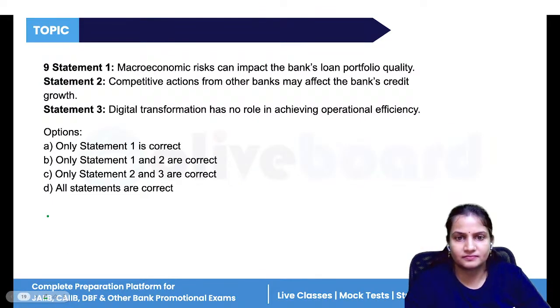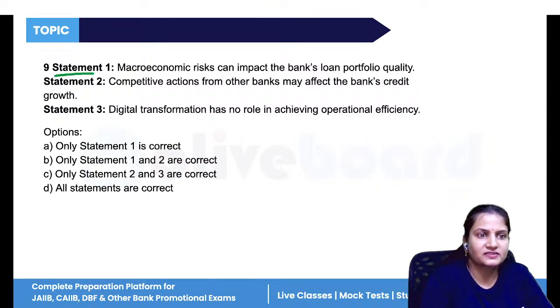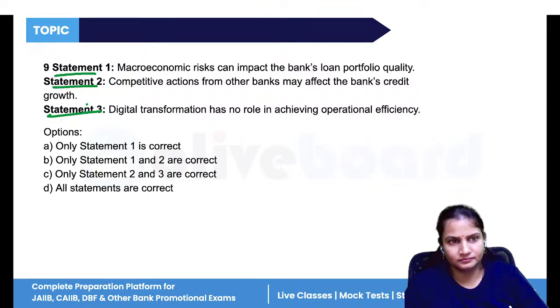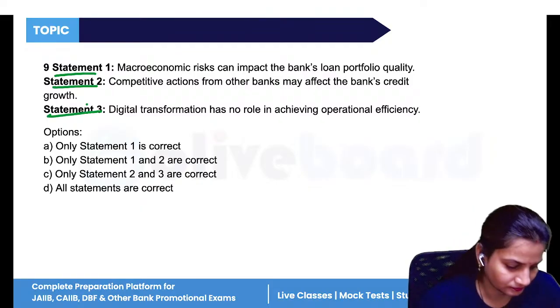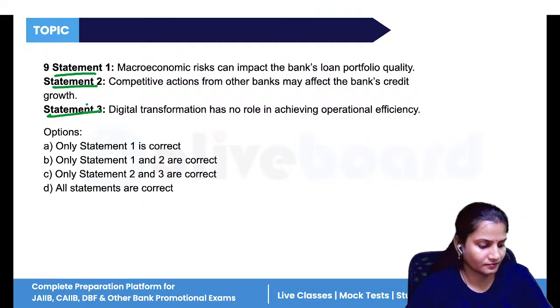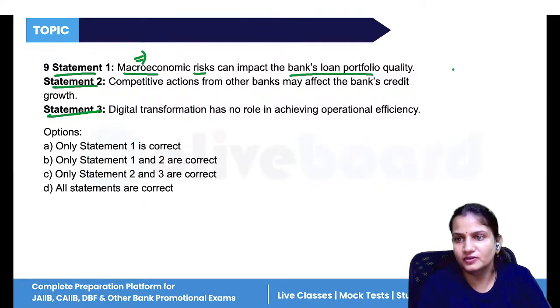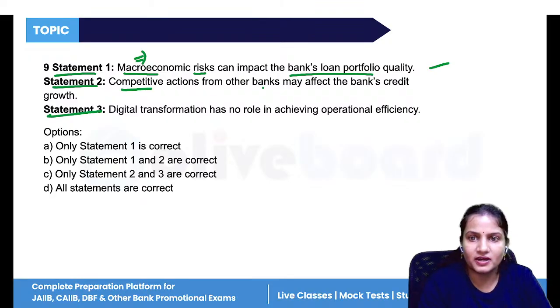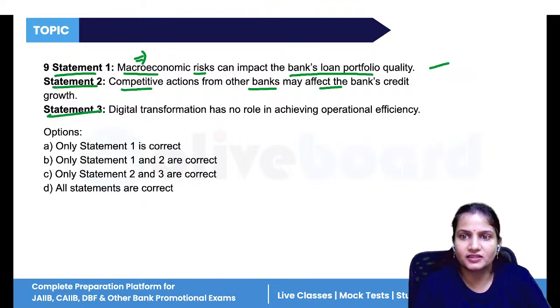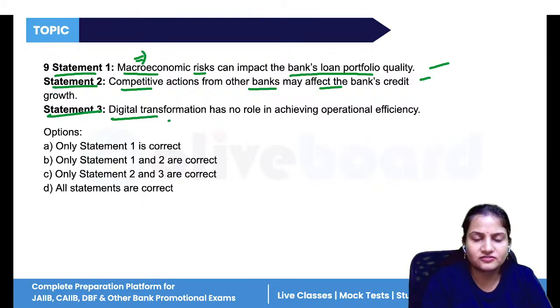Now, next, three statements are given. Macroeconomics means as a whole, the whole nation we are talking about. Macroeconomic risk impacts banks' loan portfolio, yes. Now, competitive action from other banks also affects credit growth. Yes, if there is a lot of competition from other banks, then it will affect the bank's credit growth also. This is also correct. Now, digital transformation has no role.